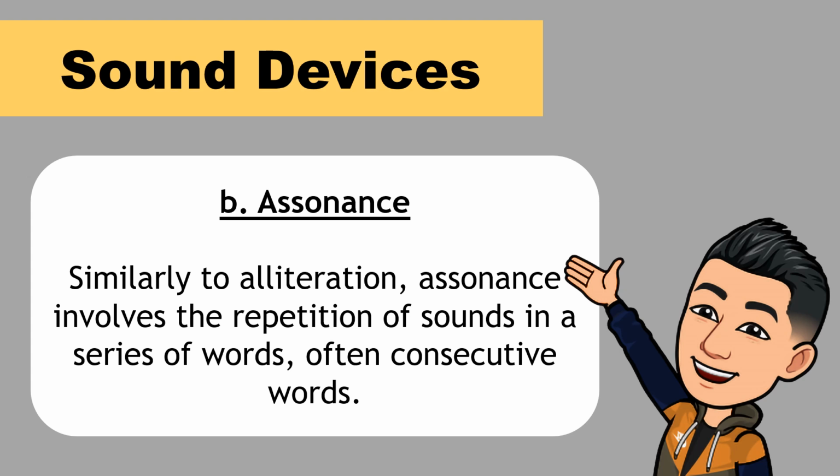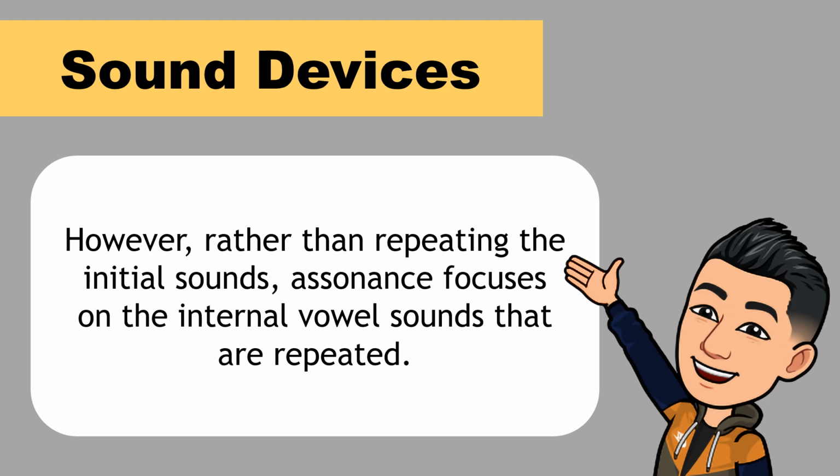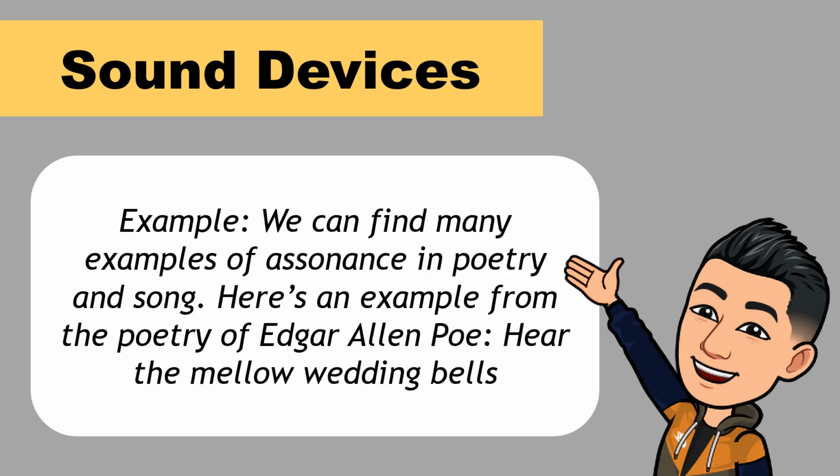Okay, next, assonance. Similarly to alliteration, assonance involves the repetition of sounds in a series of words, often consecutive words. However, rather than repeating the initial sounds, assonance focuses on the internal vowel sounds that are repeated. Example. We can find many examples of assonance in poetry and song. Here's an example from the poetry of Edgar Allan Poe: "Hear the mellow wedding bells."